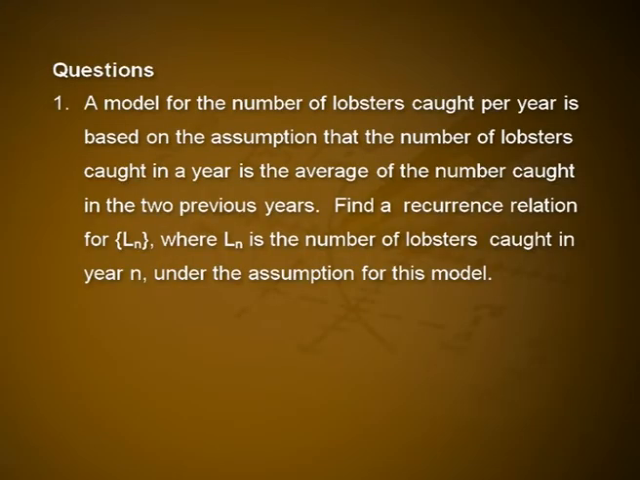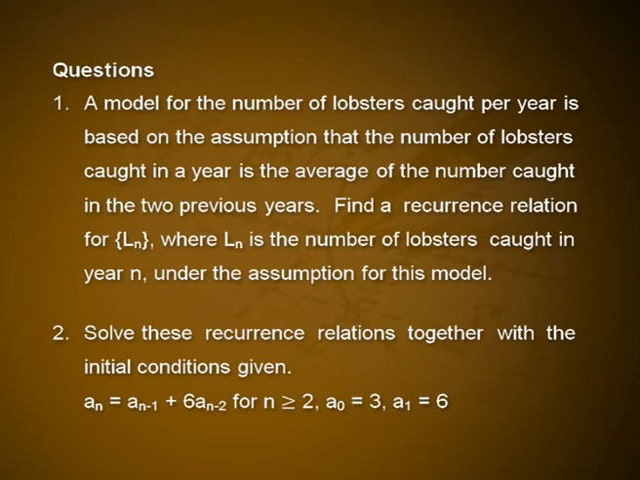1. A model for the number of lobsters caught per year is based on the assumption that the number of lobsters caught in a year is the average of the number caught in the 2 previous years. Find a recurrence relation for Ln, where Ln is the number of lobsters caught in year n under the assumption for this model. 2. Solve these recurrence relations together with the initial conditions given. An is equal to an minus 1 plus 6 into an minus 2 for n greater than or equal to 2, a naught is equal to 3, a1 is equal to 6.